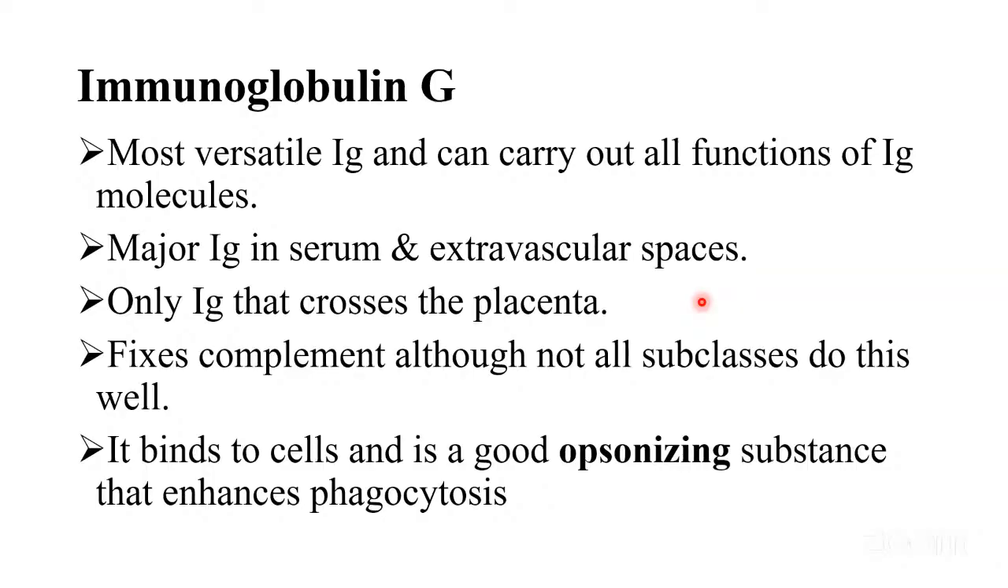IgG is usually some sort of a memory immunoglobulin, the most versatile, and can carry out all functions of other immunoglobulins. The major one in serum and extravascular spaces. So this means that in tissue fluids, in maybe synovial fluid, ascitic fluid, pleural fluid, this one will be plenty there, especially if those areas have been exposed to something that has disturbed the immune system, that has attracted an immune reaction, for example.